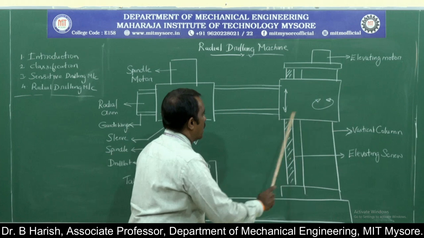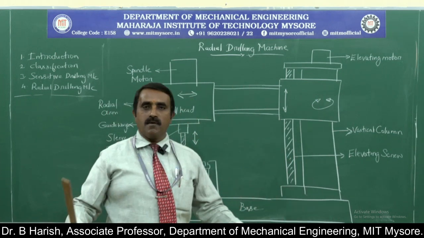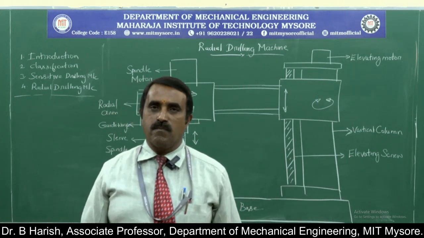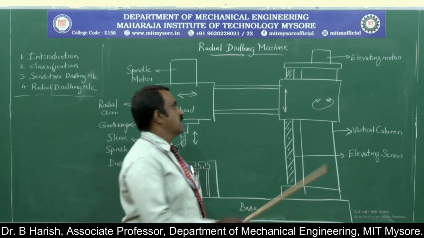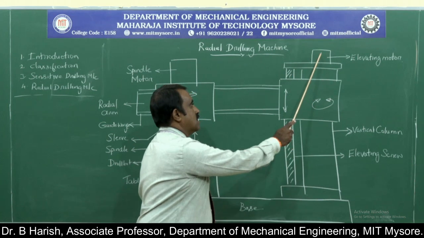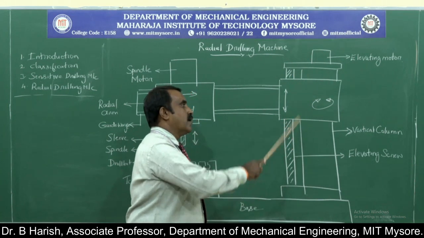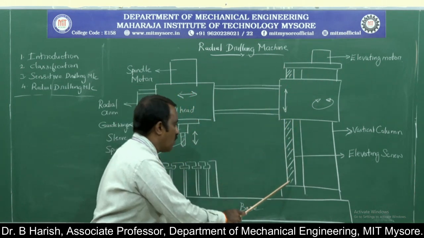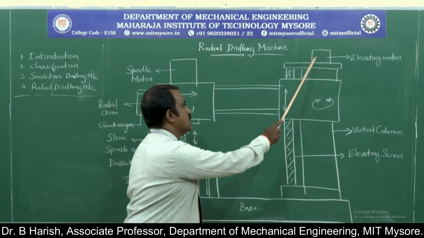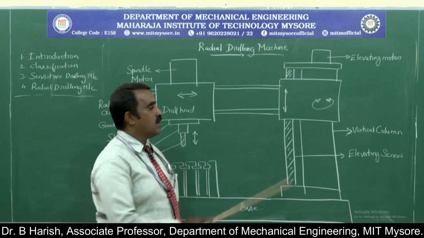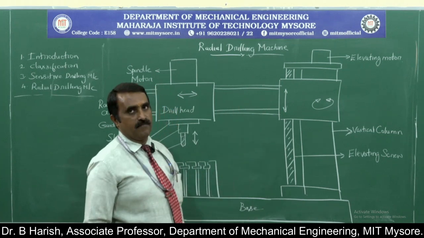Then this radial arm, as I told, is very big in size and weight wise it will be more. So for that you will be having a separate motor, that is called the elevating motor. This motor is used for movement of the radial arm along with the support of the elevating screw. Along with the support of the elevating screw, this elevating motor helps for the movement of this radial arm.